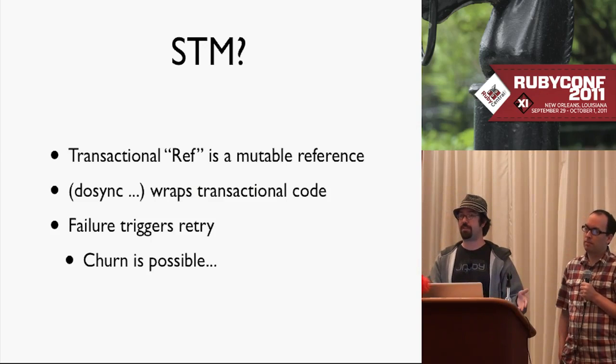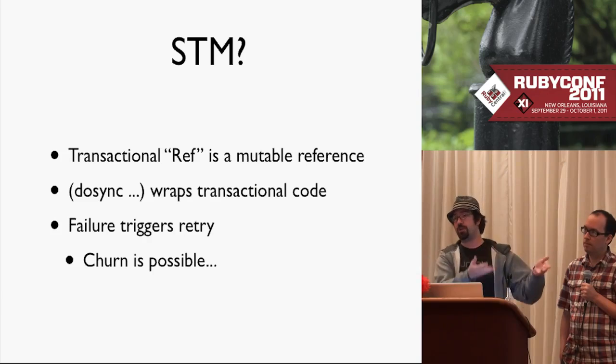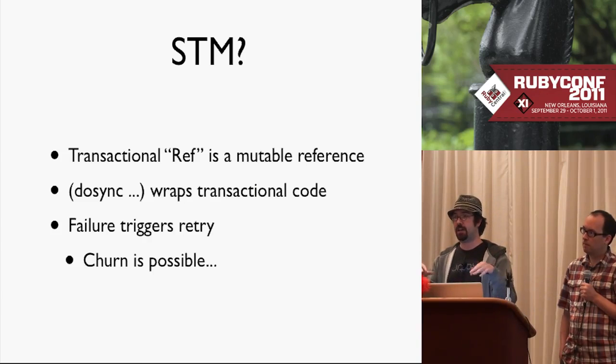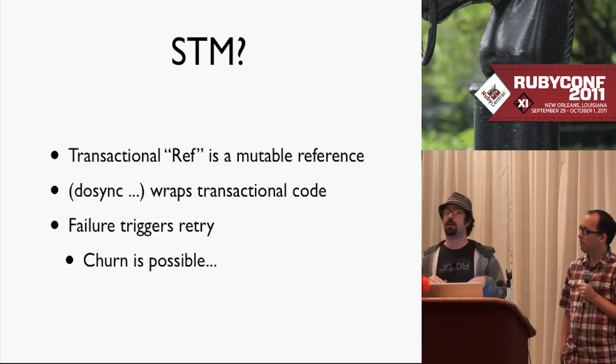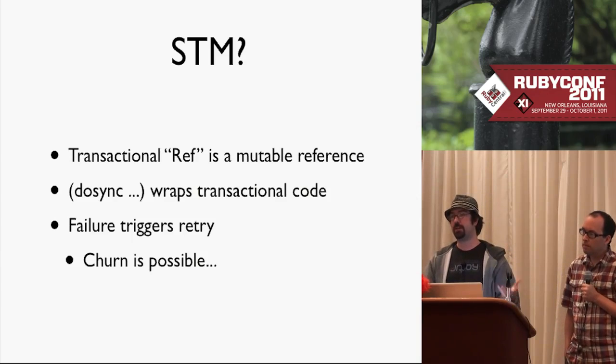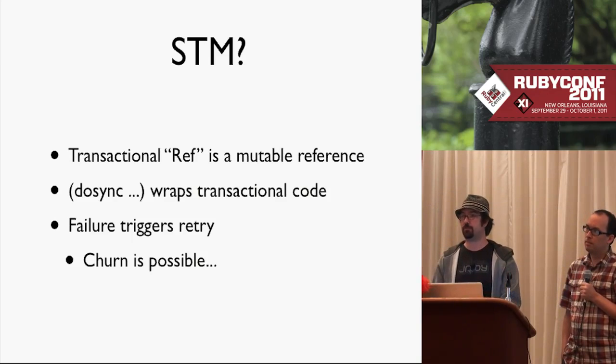If, during the time that the transaction is running, somebody else manages to commit theirs first, it'll just rerun yours again. So there's a potential for some churn if you have lots of threads contending for the same transactional refs. But in practice, that doesn't happen a whole lot. Usually someone will win, and then someone else will see the new changes, make their own modifications, and proceed from that point.